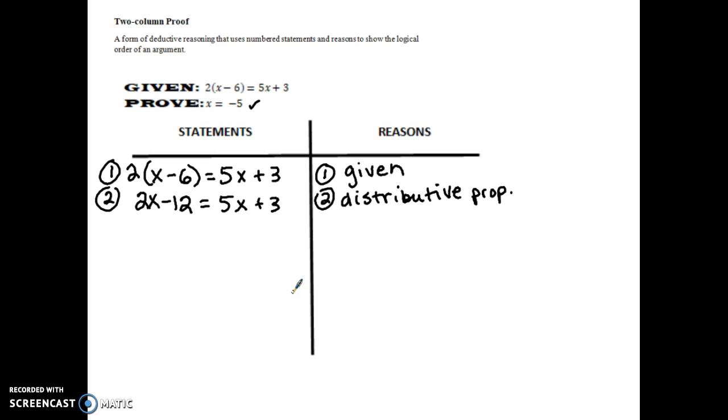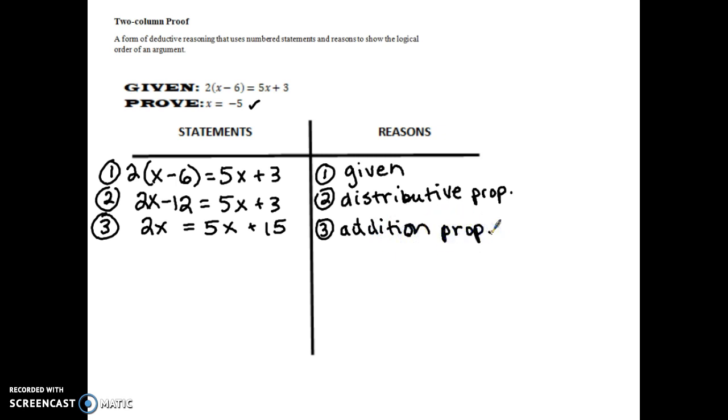What would be a next logical step? Add. What do you want to add? Add 12 to both sides. So I used the addition property. We're almost there. What's the next logical step? Good, I'm going to subtract 5x from both sides. And that was a subtraction, right? Okay. Last step that I have to take, division, excellent.